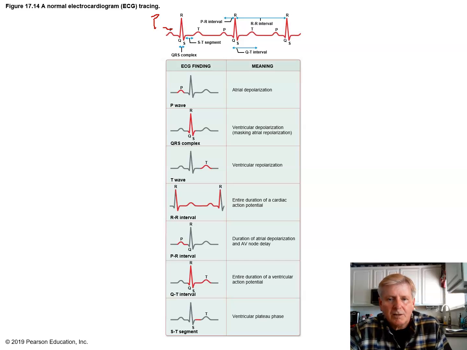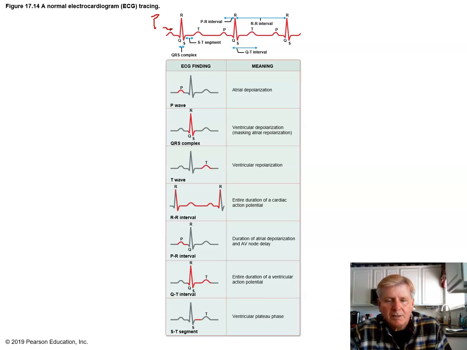Okay? And what happens is you're masking the repolarization of the atria. Normally the atria would repolarize right where you see that QRS complex, where the ventricles are depolarizing. And then following the QRS complex, you have the T wave, and that's when you have ventricular repolarization. Remember, that's when the potassium exits and the membrane goes back to its negative potential.